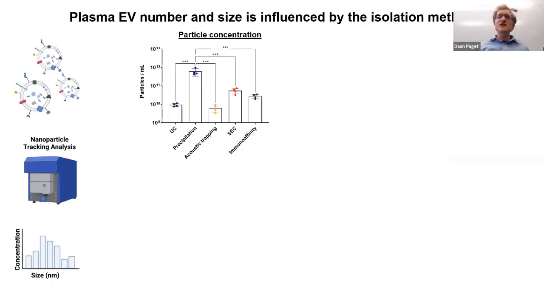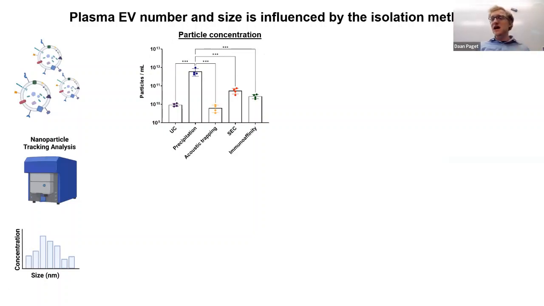We first started by looking at the particle concentration using nanoparticle tracking analysis. What we find when we compare the different isolation methods is that the precipitation-based isolation method yields the highest particle concentration compared to the other isolation methods, where we see about a 100-fold increase in the number of particles present.